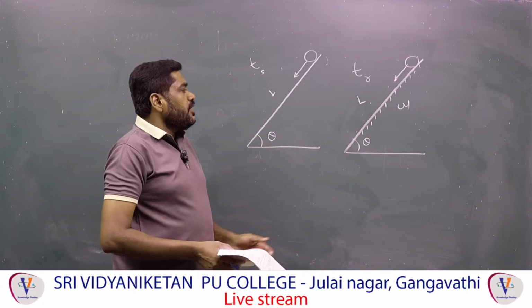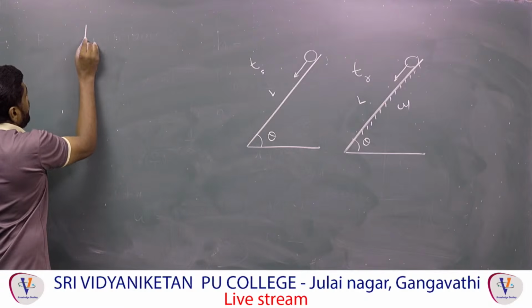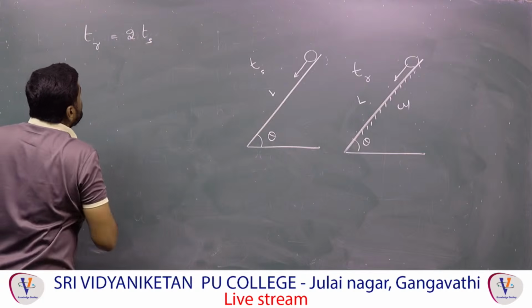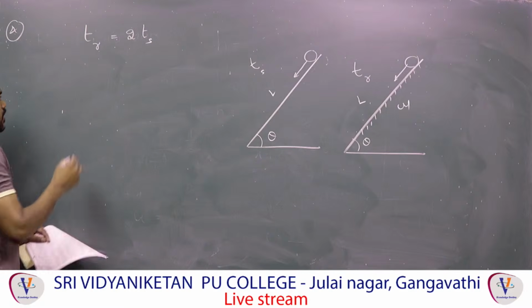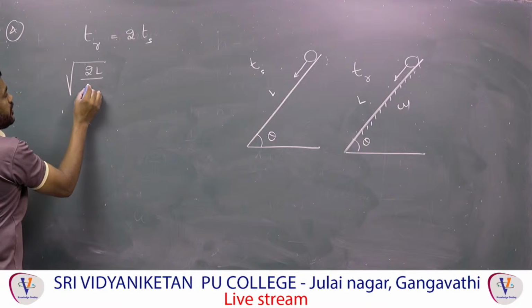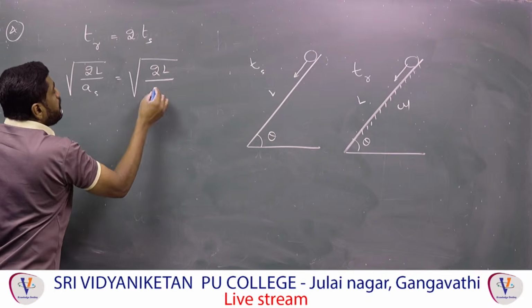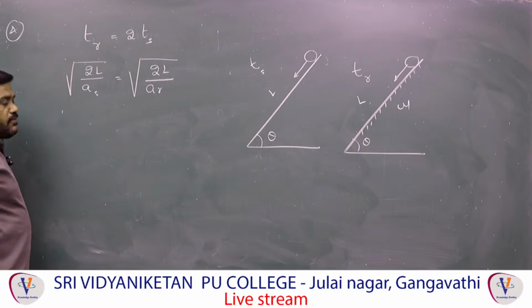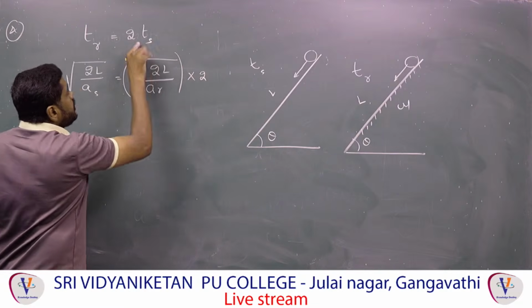This is the rough surface and this is the smooth surface. The time taken for the rough surface is 2 times the time taken for the smooth surface, and this is question number 4. Let us discuss. What is the time formula? From one-dimensional motion, t is root of 2L by acceleration: root of 2L by A smooth for the smooth surface, and root of 2L by A rough for the rough surface. Now you should not forget the 2, because it is 2 times of it.